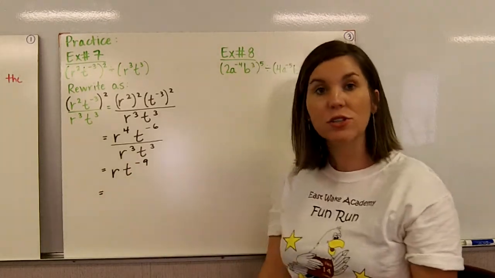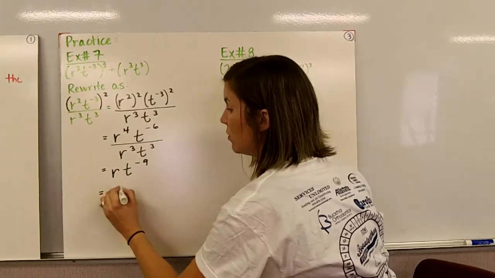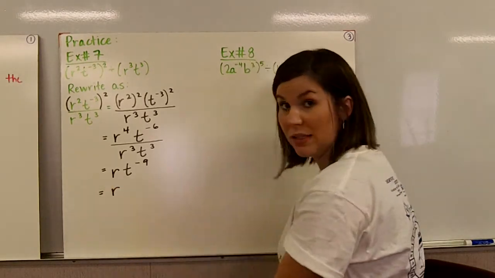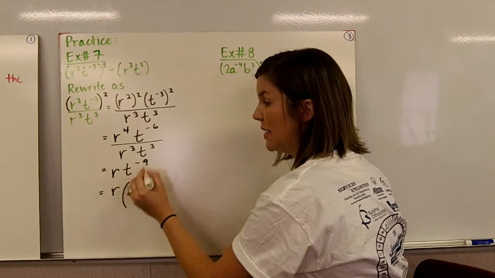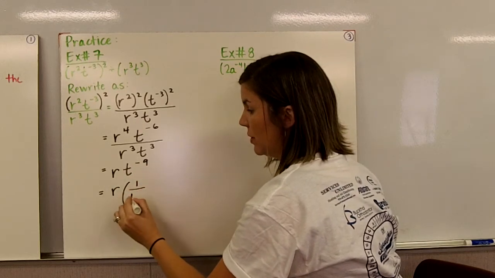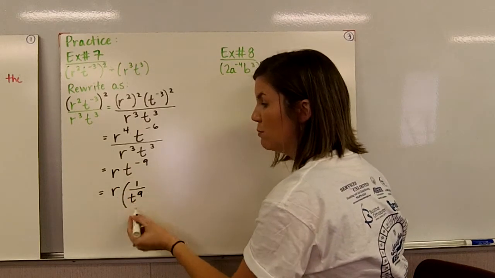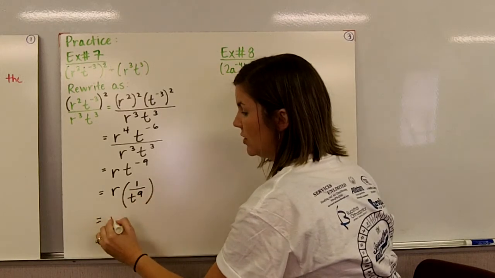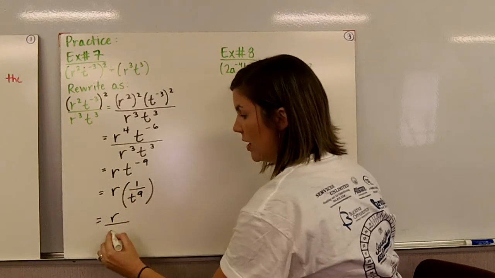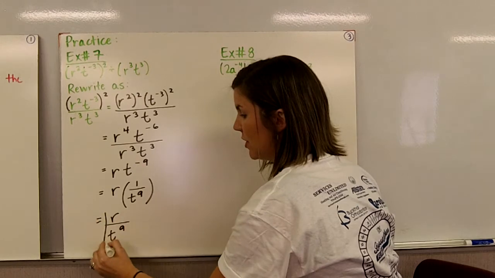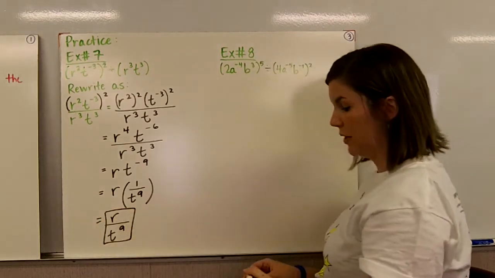Again, we don't want our answer to have a negative exponent, so we're going to simplify this. R is positive, it stays in the top, but T to the 9th would be in the bottom, right? It's negative 9, so we move it to the denominator. So this would be R times 1 is R, and T to the 9th is in the denominator. This would be our final answer.